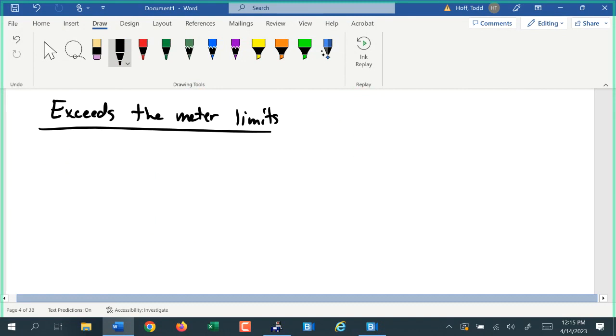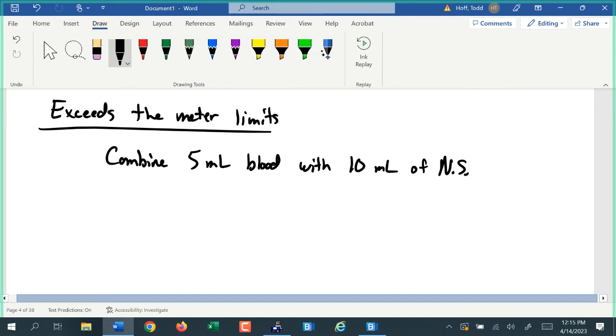So we test the blood and the meter says error or limit is exceeded. So what we're going to do is combine 5 milliliters of blood with 10 milliliters of sterile water, or NS, normal saline. Then we test it again, and the new reading is 387 milligrams per deciliter. This is a blood glucose test.